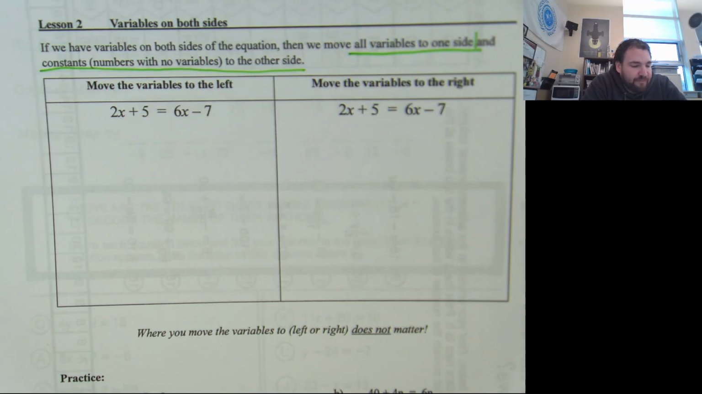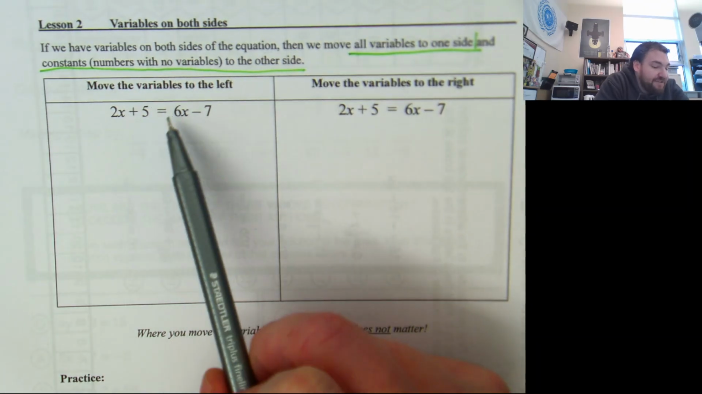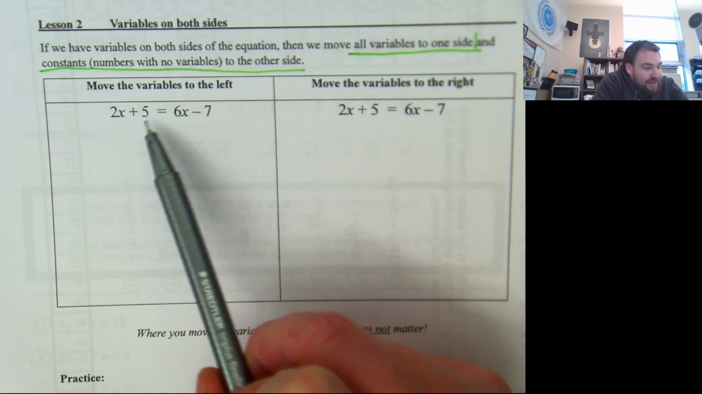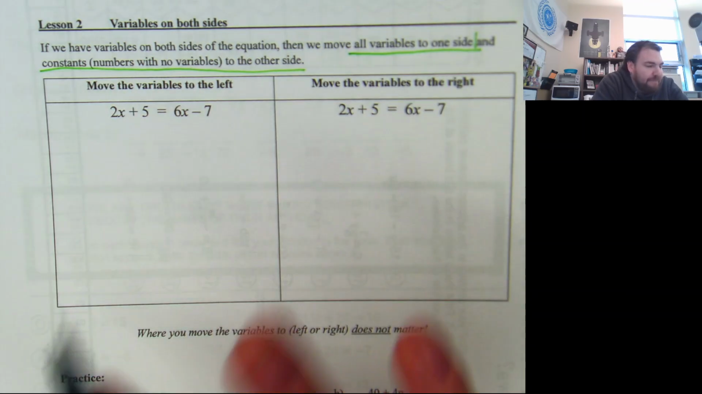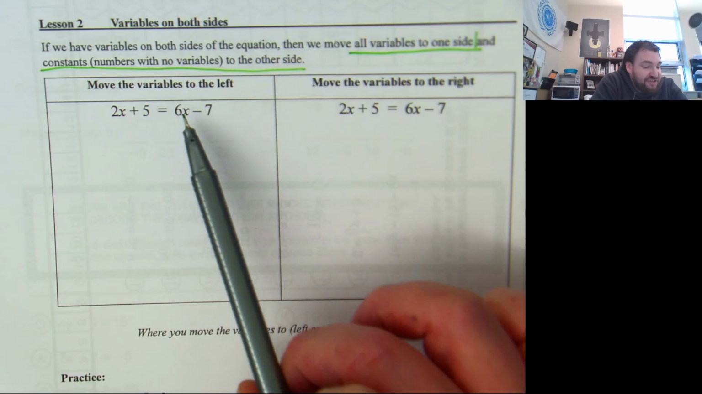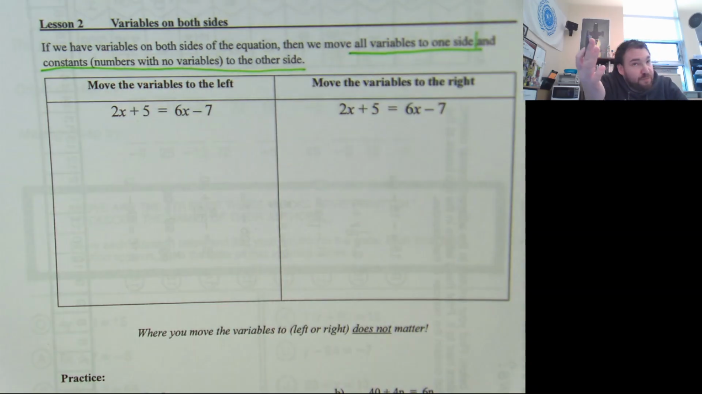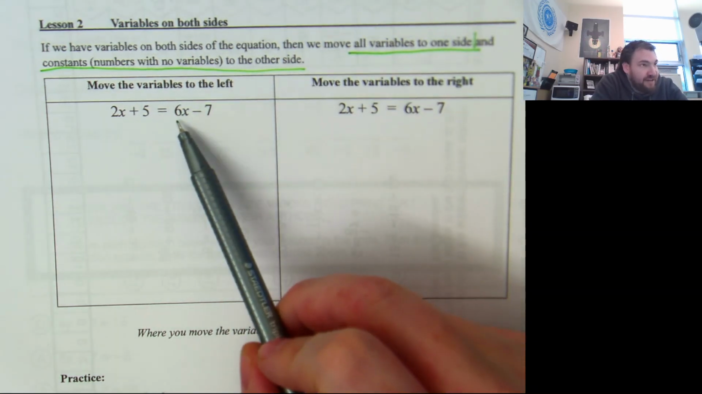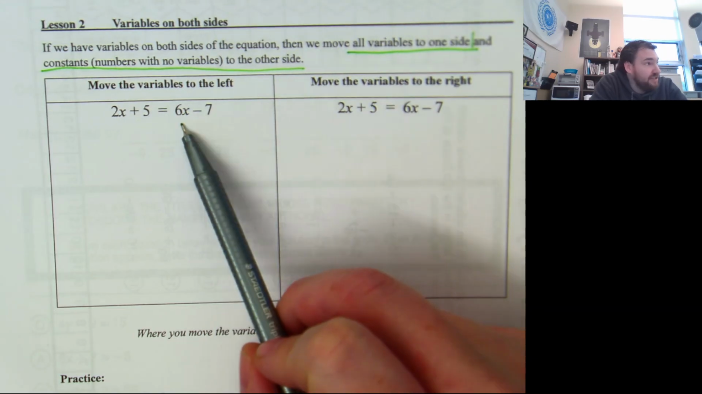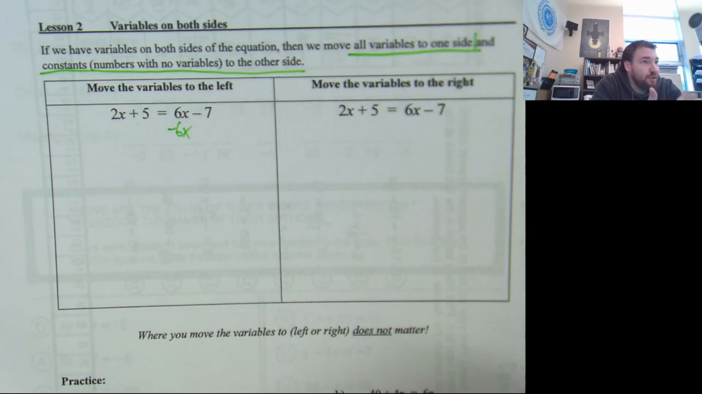So we want to move the variables to the left in this first example. So I've got 2x plus 5 equals 6x minus 7. In this first example, we're going to start by moving all the variables to the left. So I've got x's here, 2 of them, and 6x's over here. This 6x is positive. So to move it over, I need to do the opposite of whatever is on the side I want to get rid of. If this 6x is positive, what's the opposite of positive 6x? Negative, yes, negative 6x. And whatever you do to one side, you must do to the other.